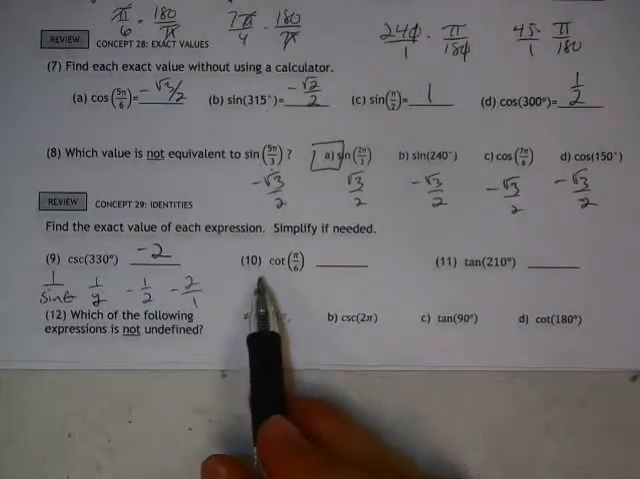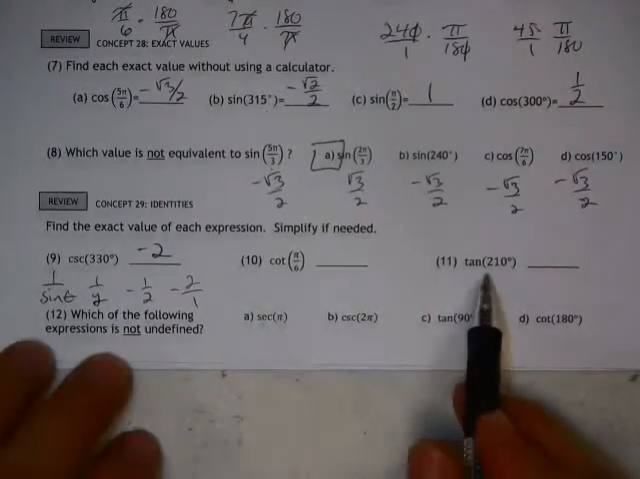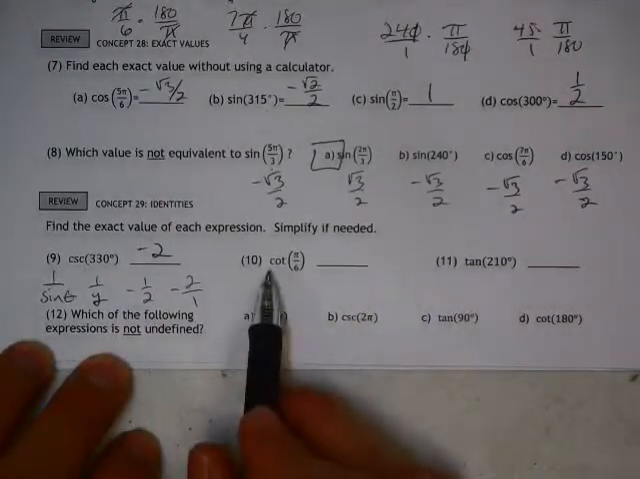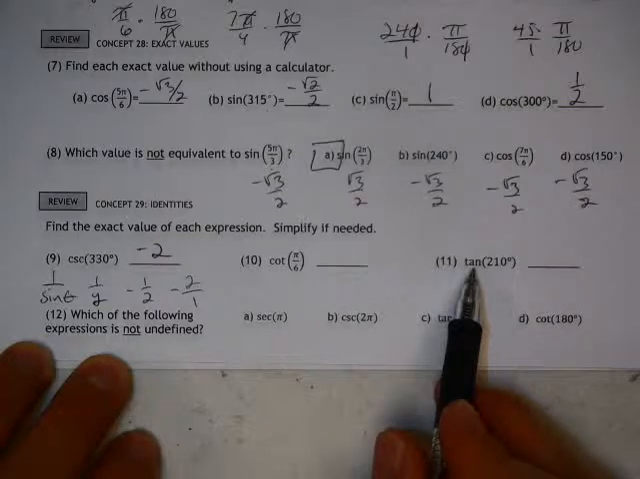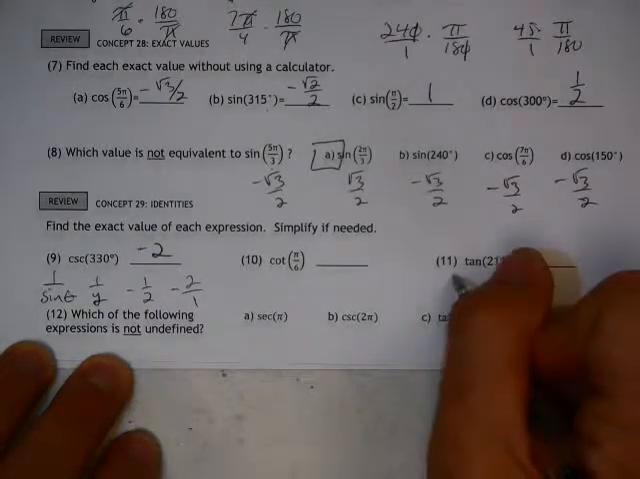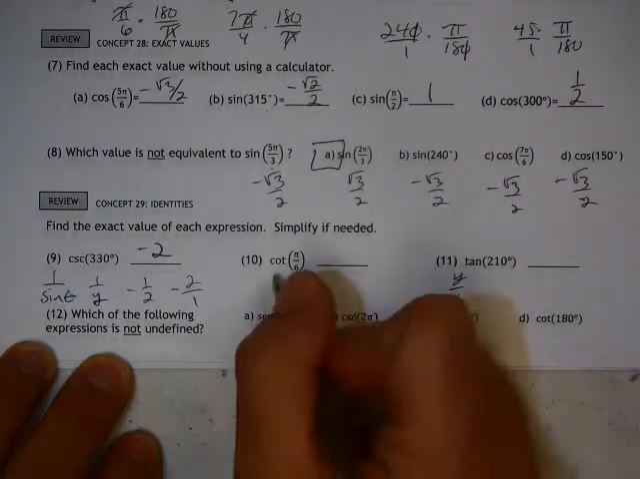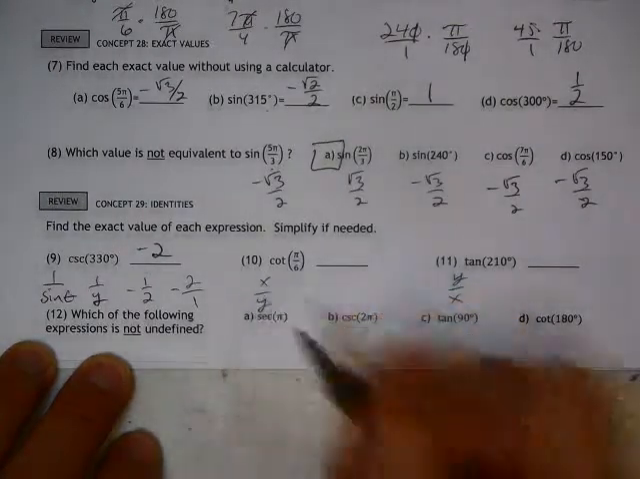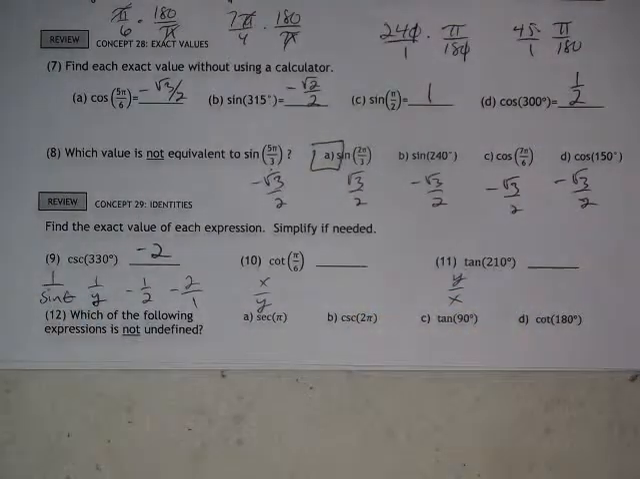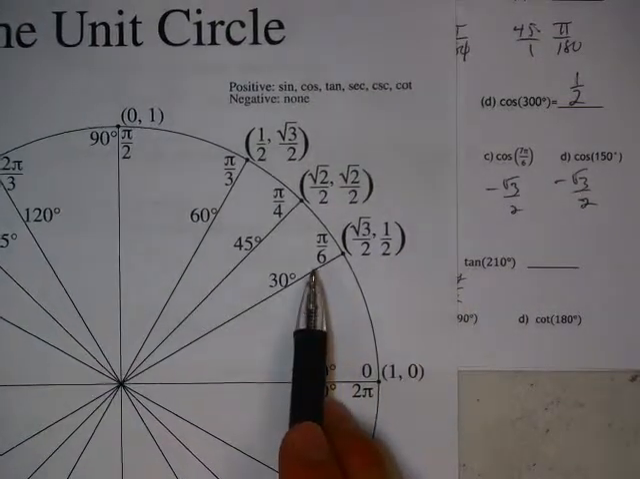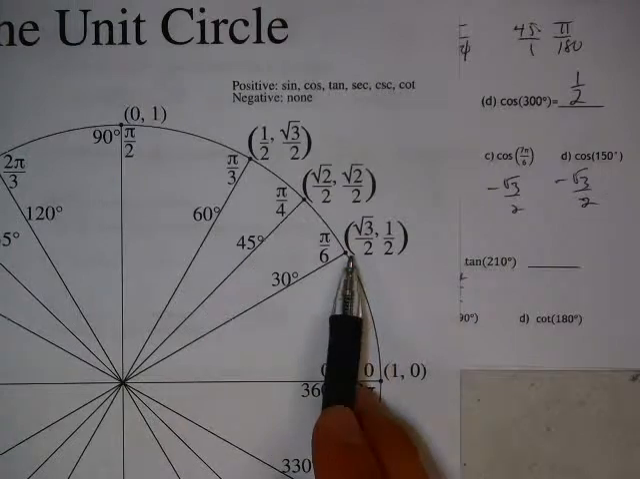For number 10, cotangent, and actually 10 and 11 kind of go together. Cotangent is taking the tangent and flipping it. The tangent is putting the y coordinate over the x coordinate. Cotangent is putting the x coordinate over the y coordinate. So for number 10, at pi over 6 radians, there's pi over 6 radians. There's our coordinates, square root 3 over 2, 1 over 2.